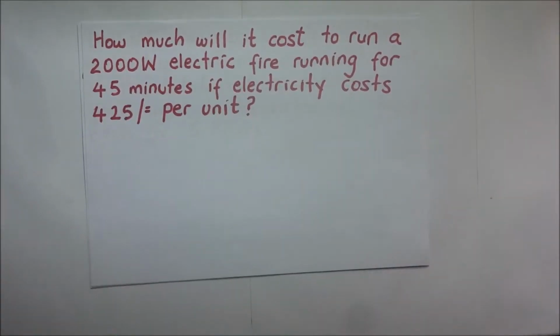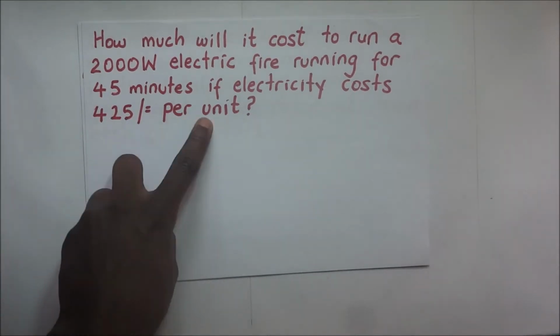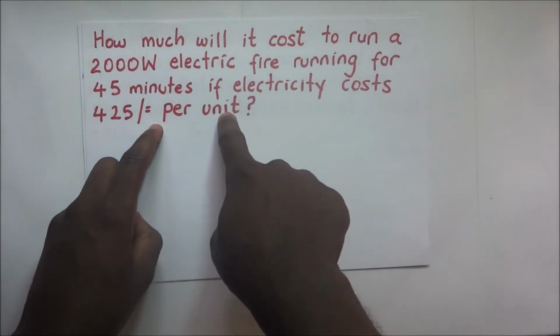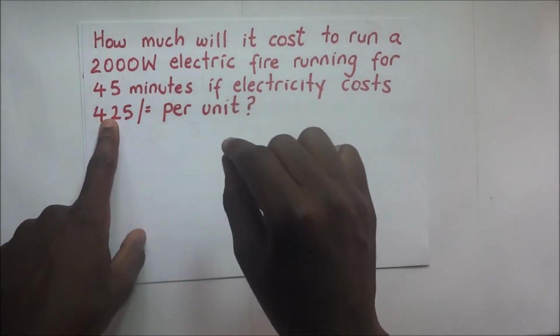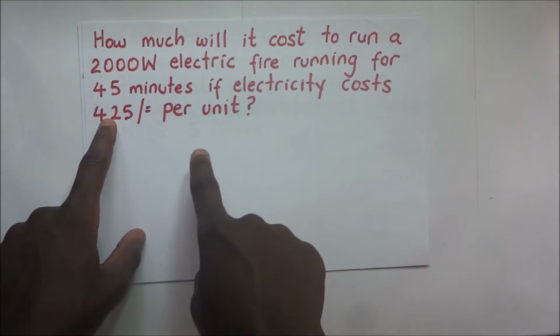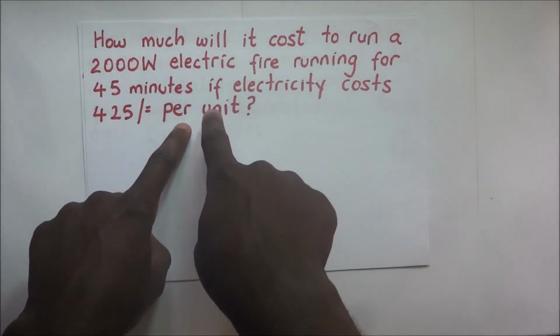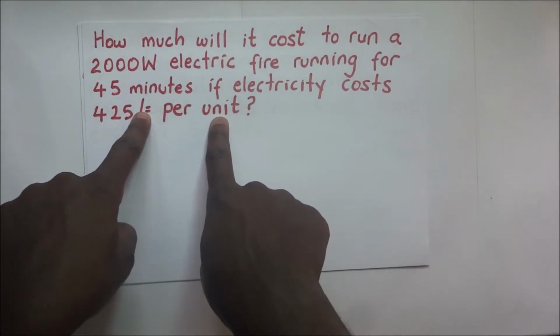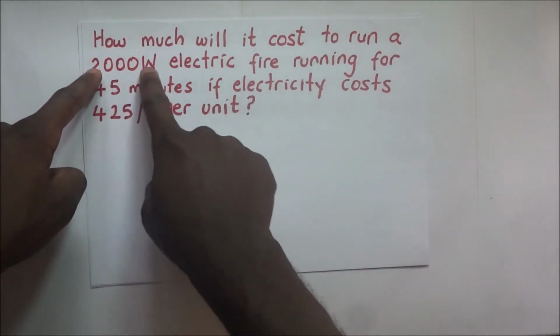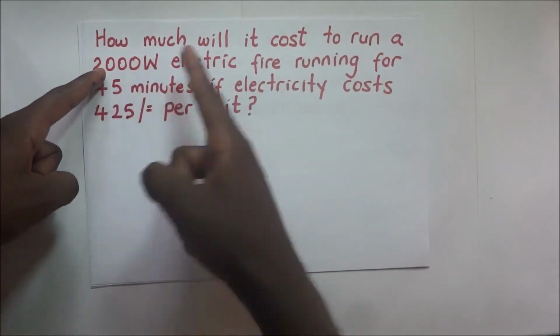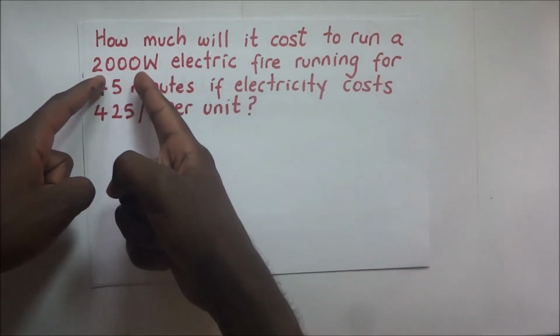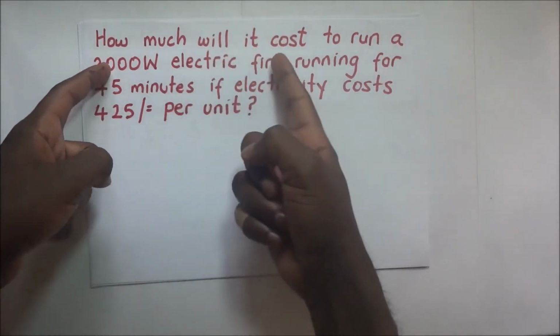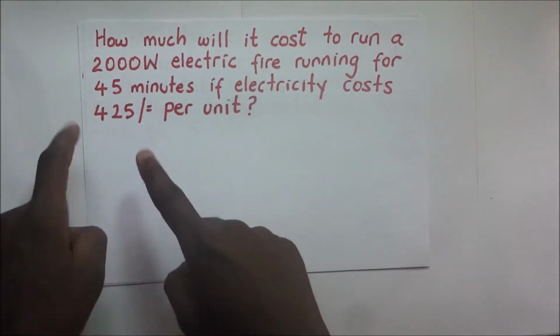An example: how much will it cost to run a 2,000 watt electric fire running for 45 minutes if electricity costs 425 shillings per unit? Now we are aware that this unit they are talking about is actually 1 kilowatt hour. So they're telling us that 1 kilowatt hour of electricity costs 425 shillings. The question here is that we're supposed to compute how many kilowatt hours are in this electricity being consumed. Then when we have computed the kilowatt hours, we can see how much we are going to pay.